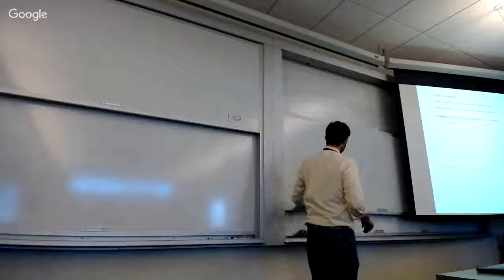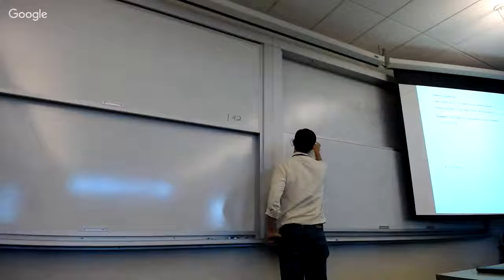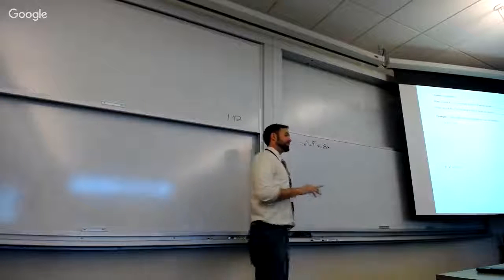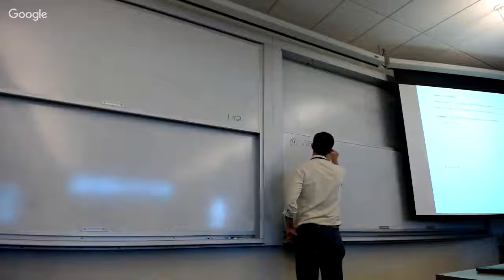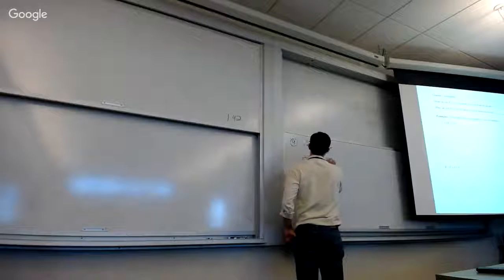So, let's take a look at number 9. We have x squared plus 9 is less than 6x. Now, first of all, what do we have to do? Move everything to the left, so we subtract 6x from both sides, and now we have x squared minus 6x plus 9 is less than 0.